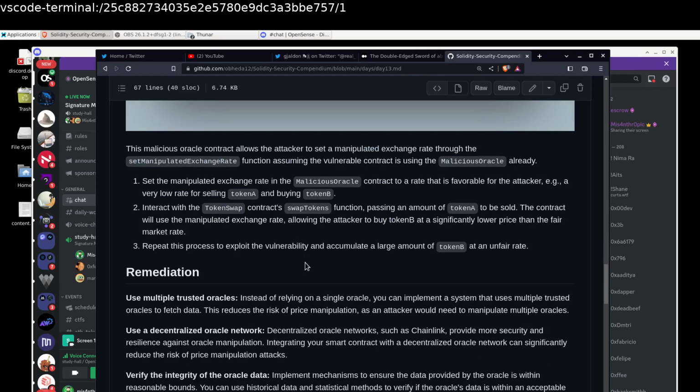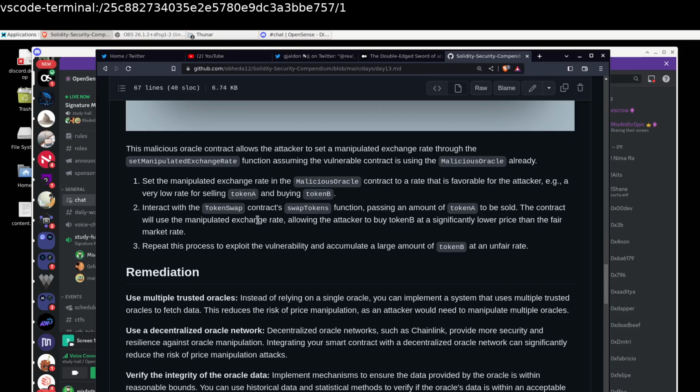The malicious contract allows the attacker to set the exchange rate through the function, assuming that the vulnerable contract is using the malicious oracle already. Set the manipulated exchange rate in the malicious oracle contract to a rate that is favorable for the attacker. Very low rate for selling and buying.